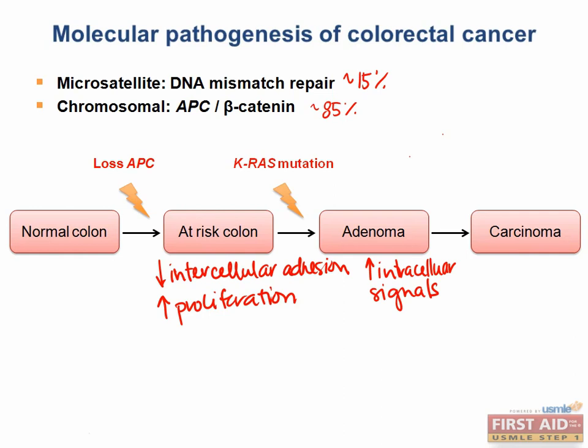After APC and KRAS are mutated, the last step is loss of p53. At this point, there is increased tumorigenesis and formation of true carcinoma. Do you remember which genetic disease involves deletion of p53? I'll give you a hint. It leads to development of many different types of cancer at a young age. That's right, it's Li-Fraumeni syndrome.